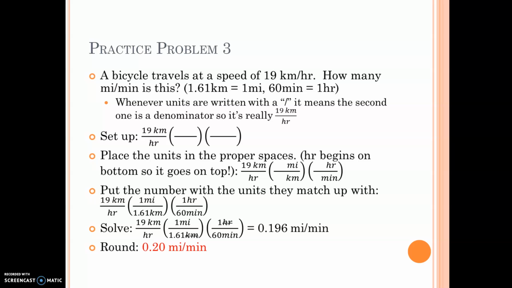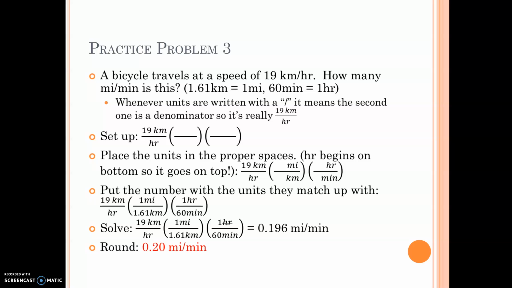Therefore, we place kilometers at the bottom of the first parentheses, miles at the top, so that kilometers cancel out and you're left with miles in the numerator. And you will also place hours in the top of the second parentheses, so they cancel out with the given denominator. You place minutes at the bottom of the second parentheses, so you end up with minutes in the denominator. Step 3 is to put the corresponding numbers with each unit.